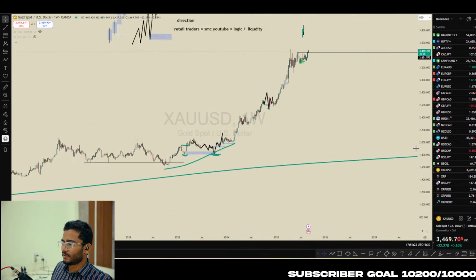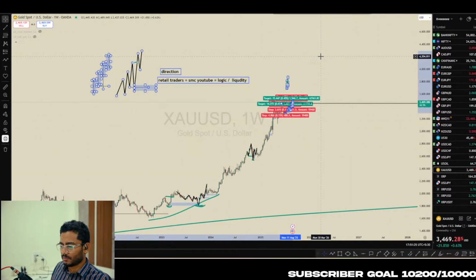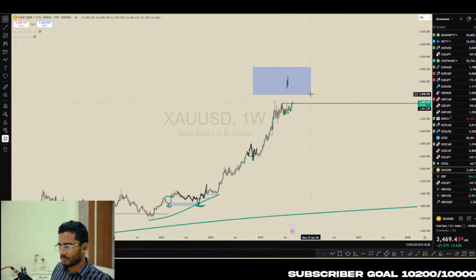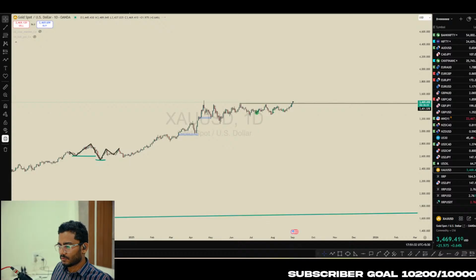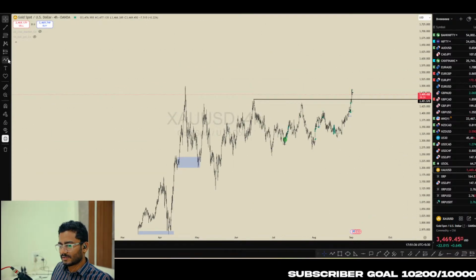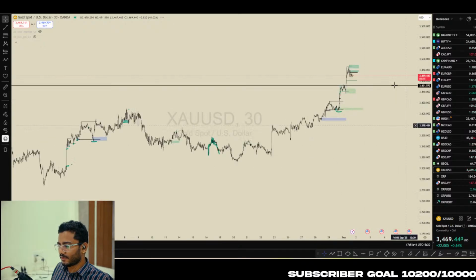If you go to weekly, there are still some orders which will push the price to the downside. But if this zone breaks, this wick breaks, then we look for buy side.